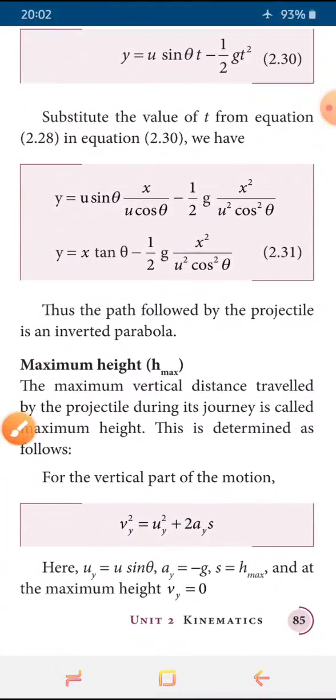So this equation gives the path followed by the projectile as an inverted parabola. This is also proved. This equation 2.31 is also the equation for a parabola, but what parabola? It is acting as an inverted parabola. Okay, so have you understood, children? And now we are moving to the next topic, maximum height. So maximum height is nothing but, you can see the diagram figure 2.43.